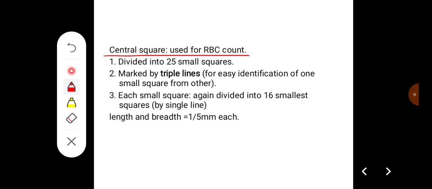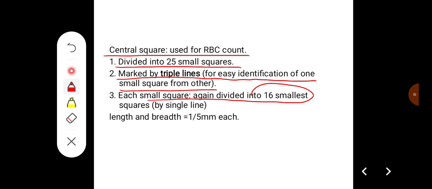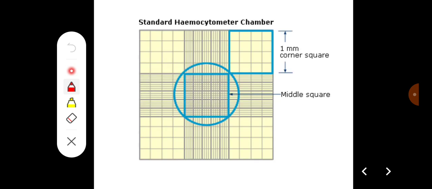The central square, which is utilized for counting of RBC, is divided into 25 small squares, and they are marked by triple lines for easy identification of one small square from another. Each small square is again divided into 16 smallest squares by single lines, and hence the length and breadth of each intermediate square is 1/5 millimeter each.